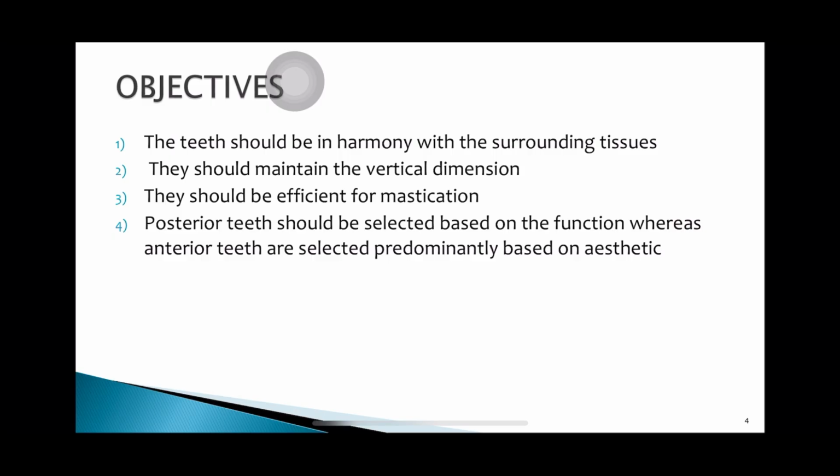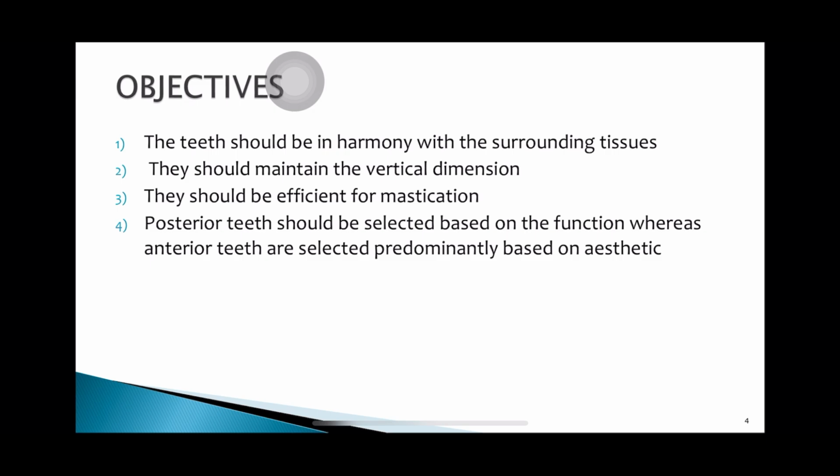They should maintain the vertical dimension, because if the vertical dimension is more or less, then it will cause various ill effects to the mucosa and bone of the arch, or also the TMJ of the patient. They should be efficient for mastication, as mastication or chewing of the food is the main function of the denture. So it should be efficient for mastication.